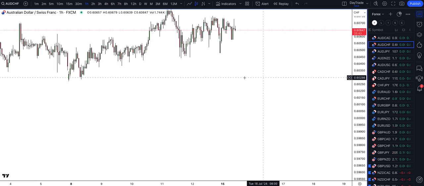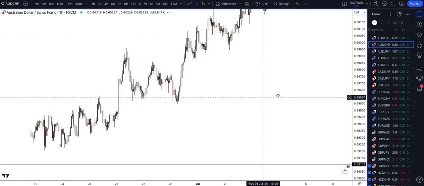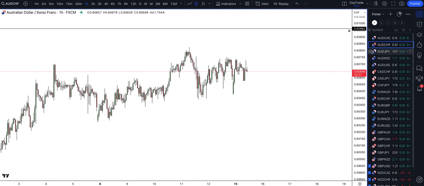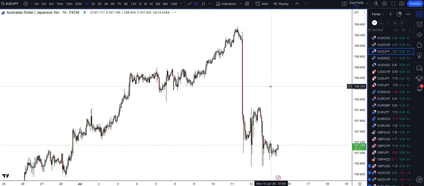So moving into the hourly, we'll have a quick look, but again, chart's pretty terrible, to be honest. Nothing really for us to look at. Okay, Aussie yen.